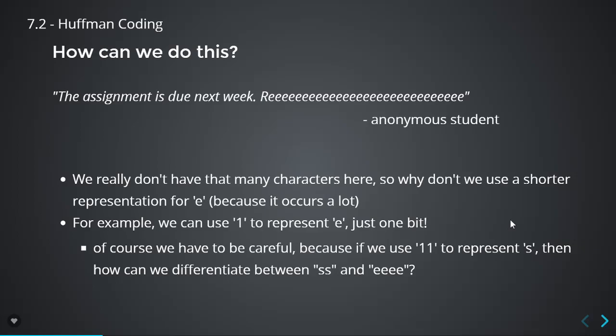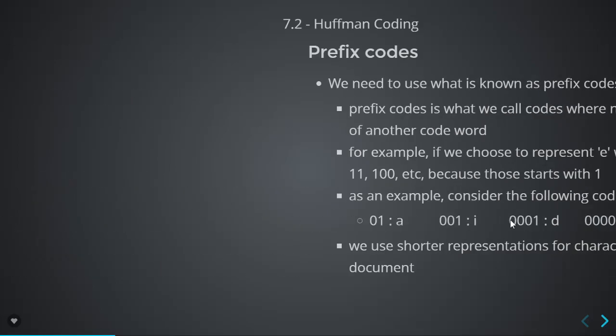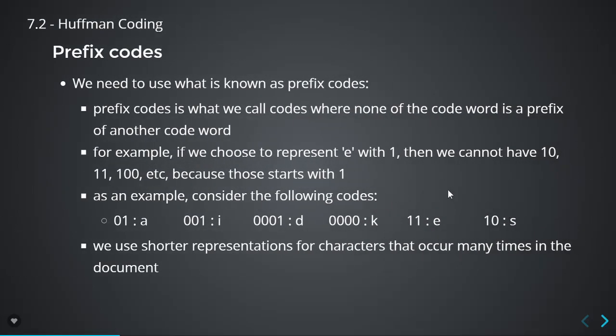Now, to do this, we use something called prefix codes. So what are prefix codes? It's a coding system where none of the code words is a prefix of another code word. So we can't use 1 to represent E, because if we do that, then we can't have 10, 11, 100, and all the other ones. This will really limit our options, right? Because all those things start with a 1.